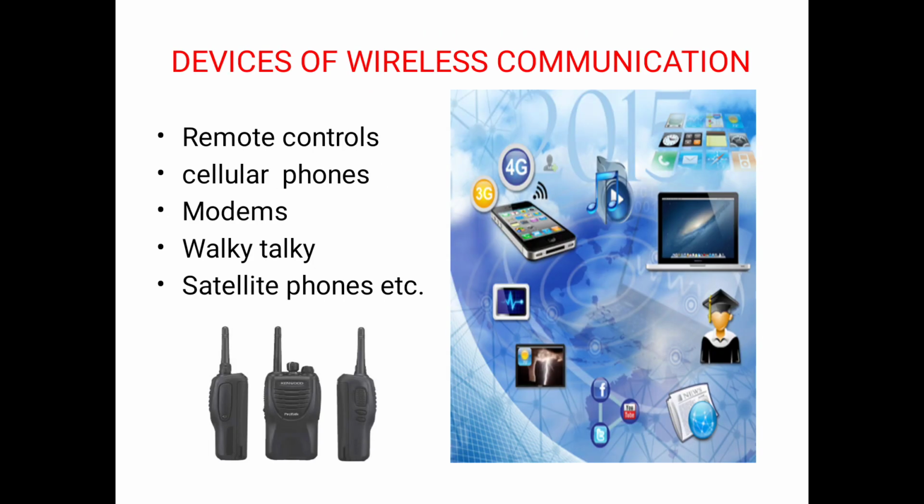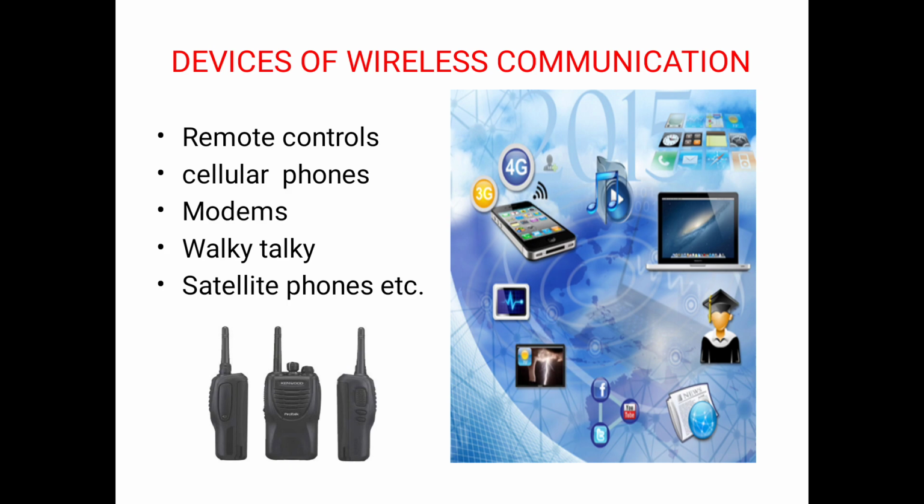So devices of wireless communication, what are all the devices? Remote control, then cellular phones, modems, then walkie-talkie, satellite phones, etc. Remote controls in our homes are used for TV and air conditioners. Nowadays the washing machine also has one. Then music systems and all use remote control.